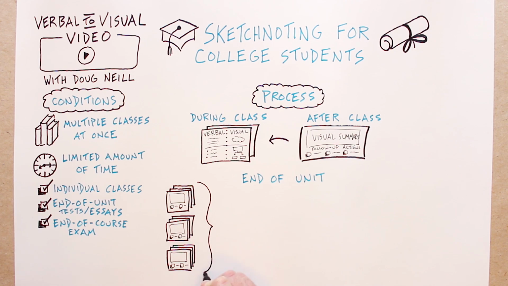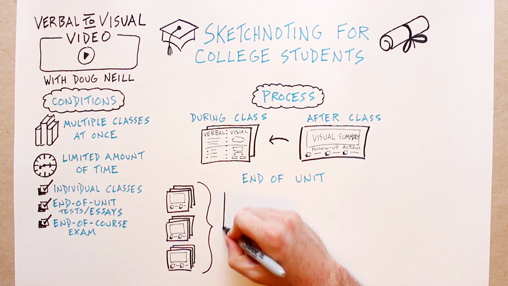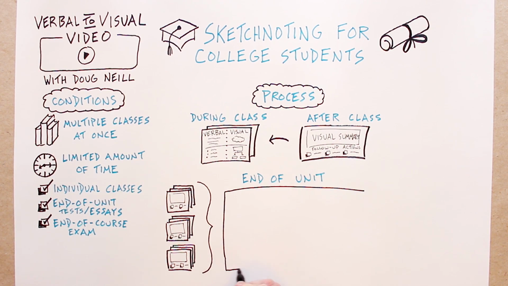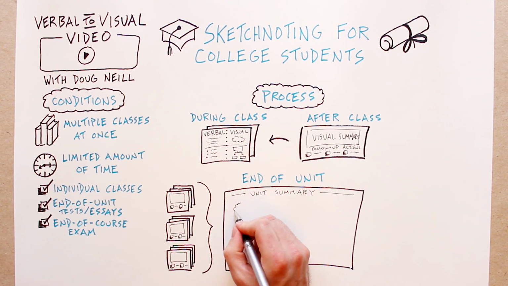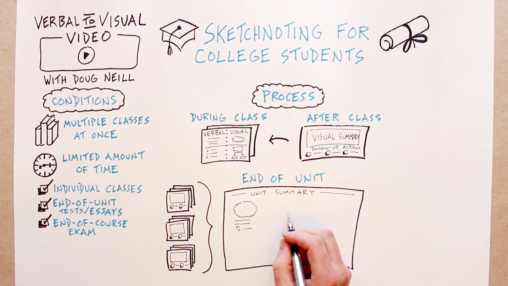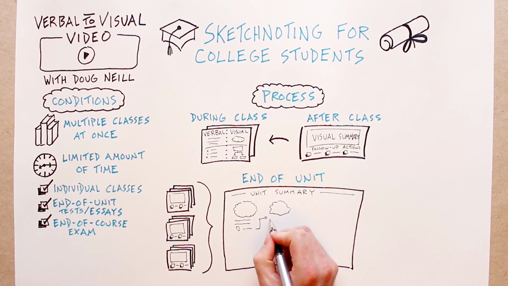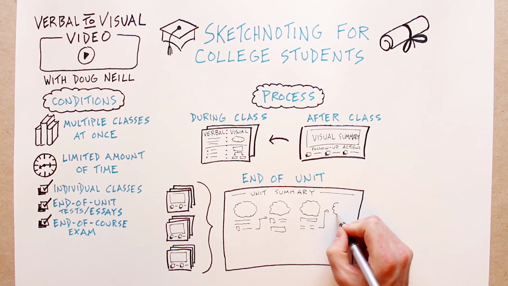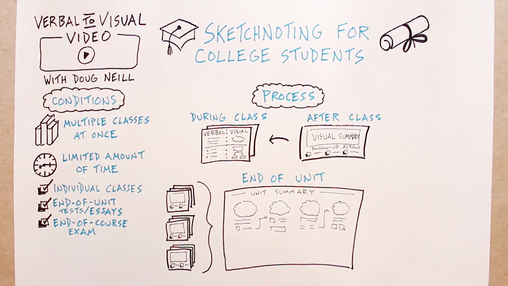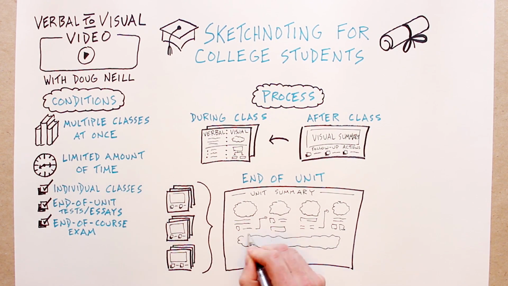My suggestion is to go find an empty classroom with a big whiteboard or chalkboard. And on that big board, put together a unit summary. Take that information from each individual class period and sketch out the big ideas, a visual summary of the entire unit. It is incredibly helpful to see the entire set of ideas all in one place.